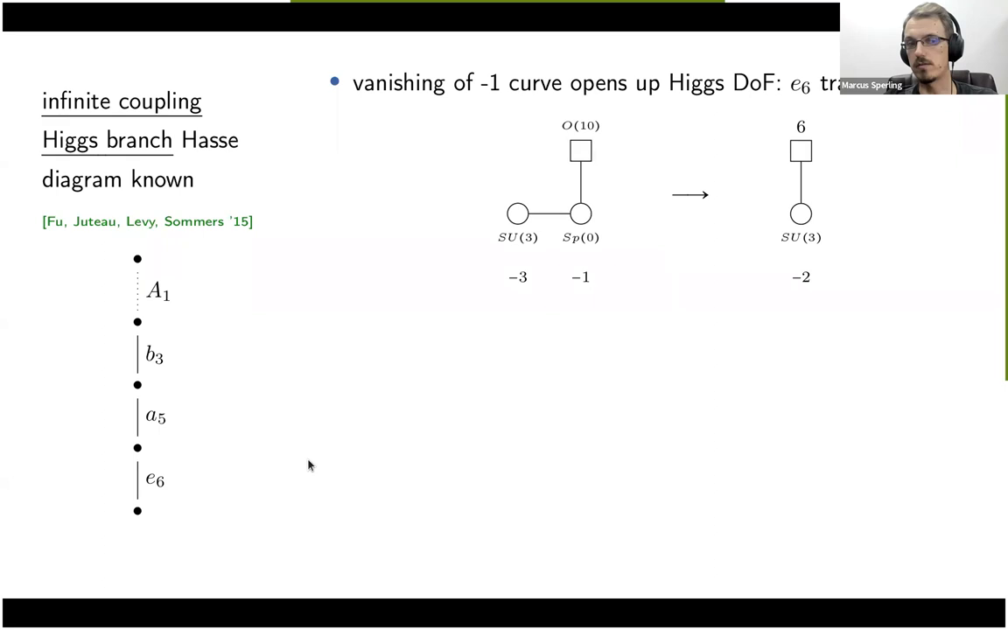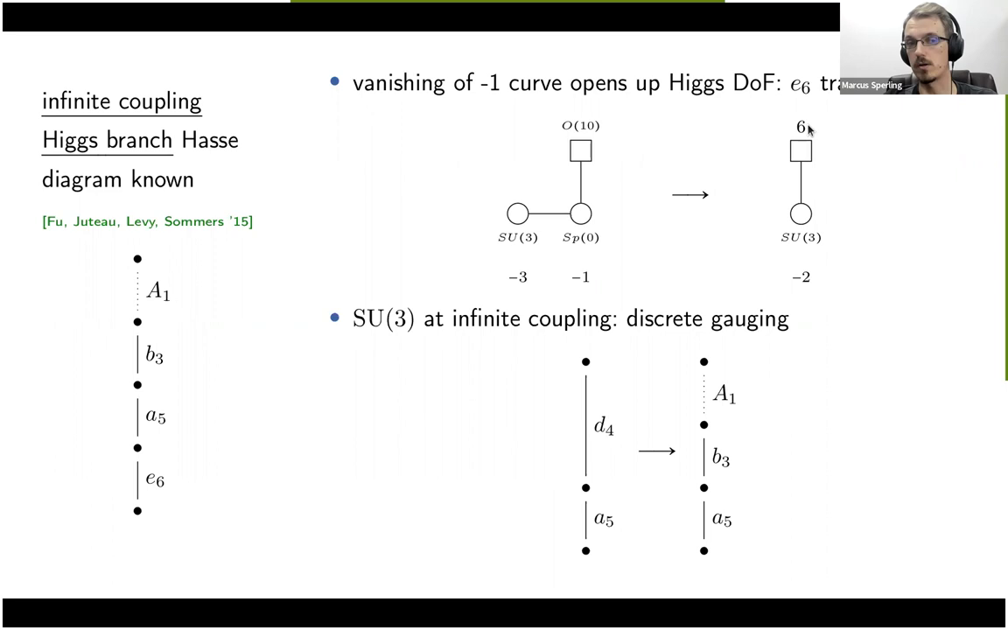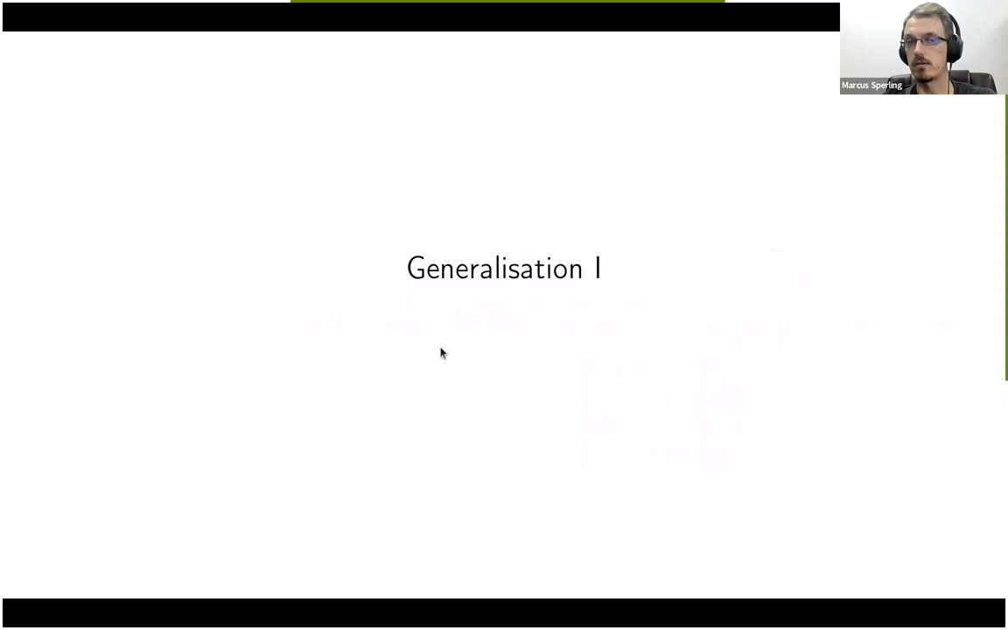And then the rest of the diagram is simply recovered by looking at the infinite coupling Higgs branch Hasse diagram of this guy. So we know the finite coupling one is just an A5 D4, and we know what happens at infinite coupling. It's just D4 becomes B3 A1, because that's one of the examples I had in the first part of the talk, right? So we sort of understand where this comes from very nicely. This is sort of happening on the minus two curve at infinite coupling, and this is coming from shrinking the minus one curve, right? So once we appreciate this happening, we can then generalize this in various directions.